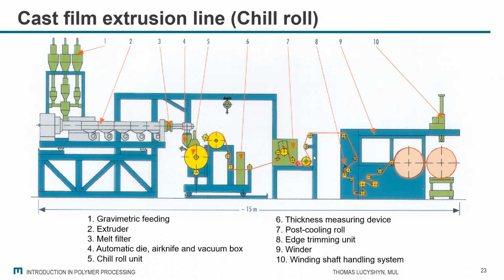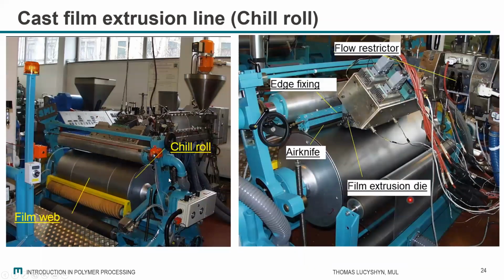There's some post-cooling station. There's some edge trimming because the edges typically don't look very nice, so we have to trim them away. This is also some internal waste, which can rather easily be recycled because it's not contaminated. It's pure material. And then in the end we have some winder here, and there we have the big rolls of the films being ready for shipping. That's how it looks like in reality.